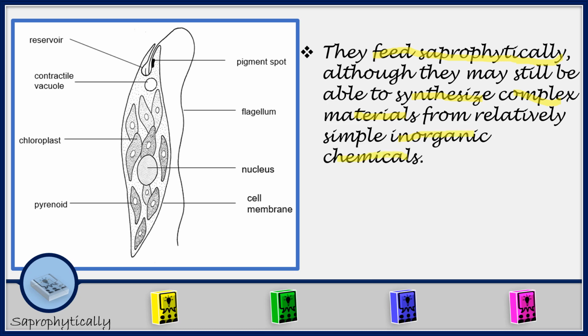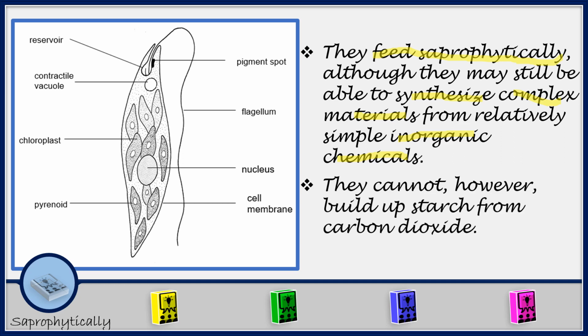So now, here you have taken them maybe away from light and they are feeding saprophytically, absorbing these organic materials. But when they absorb these materials, they can still use them to synthesize complex materials from the simple inorganic chemicals which they have absorbed and fed on saprophytically.